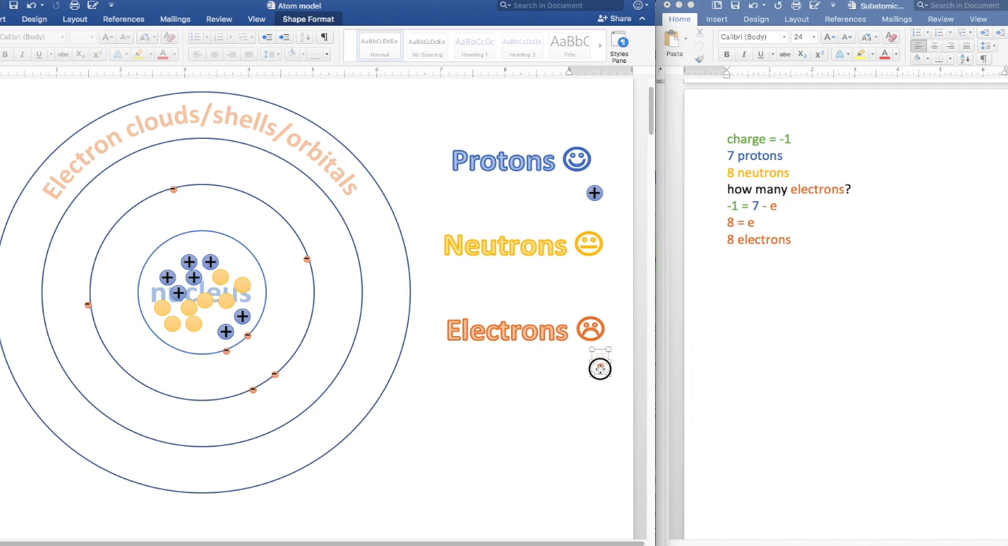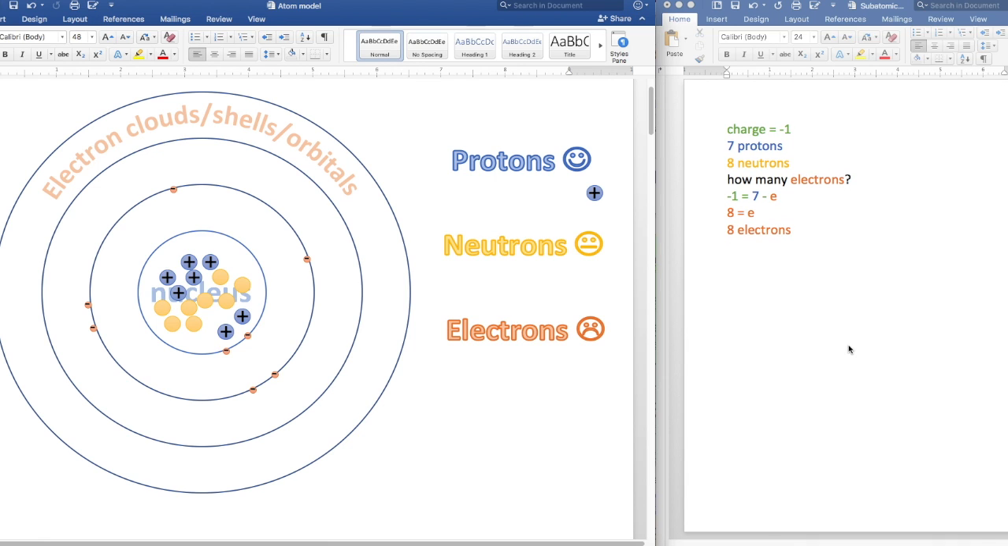So I need to add 1 more electron to get that charge of -1, and that gives me a total of 1, 2, 3, 4, 5, 6, 7, 8 electrons. Or mathematically, plug in the charge. -1 is equal to 7 minus the electrons. And then if I solve for the electrons, that also gives me 8. So that's it for the charge. Next time we're going to pick up with isotopes.